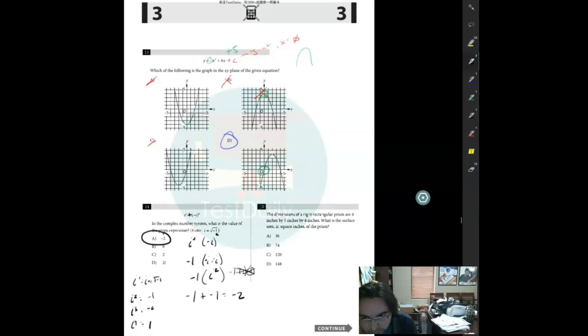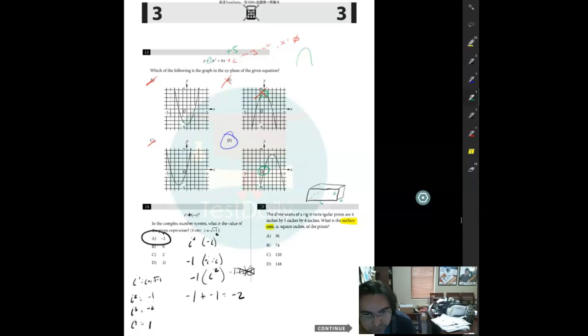So, okay, number 15 here. It says the dimensions of the right rectangular prism are 4 inches by 5 inches by 6 inches. What is the surface area? So here we have to be very mindful of what is the surface area in square inches of the prism. So if we draw our prism here, draw this thing out real quick, let's say this is 4 by 5 by 6.